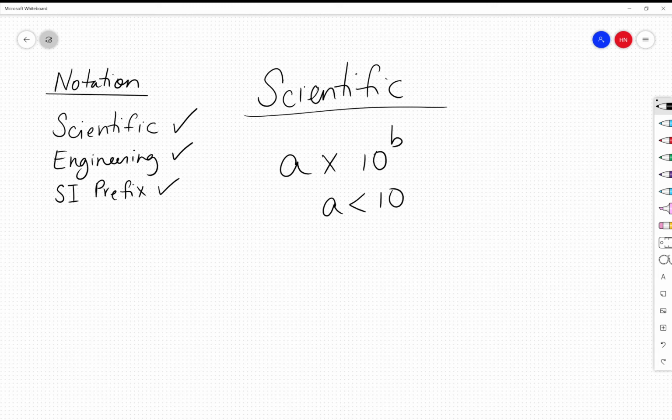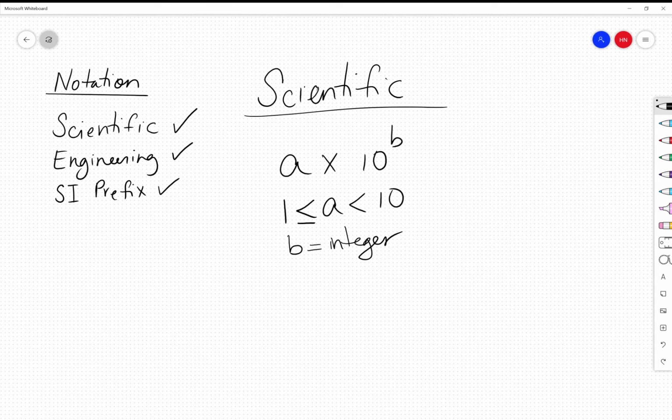It can be 9.99999, etc. But it has to be greater than or equal to 1. So it cannot be 0.999. So it has to be 1 or above 1, but it cannot be 10. So that's why I put less than. There's no equal sign on the A less than 10. And B is an integer, meaning it's a positive or negative whole number.